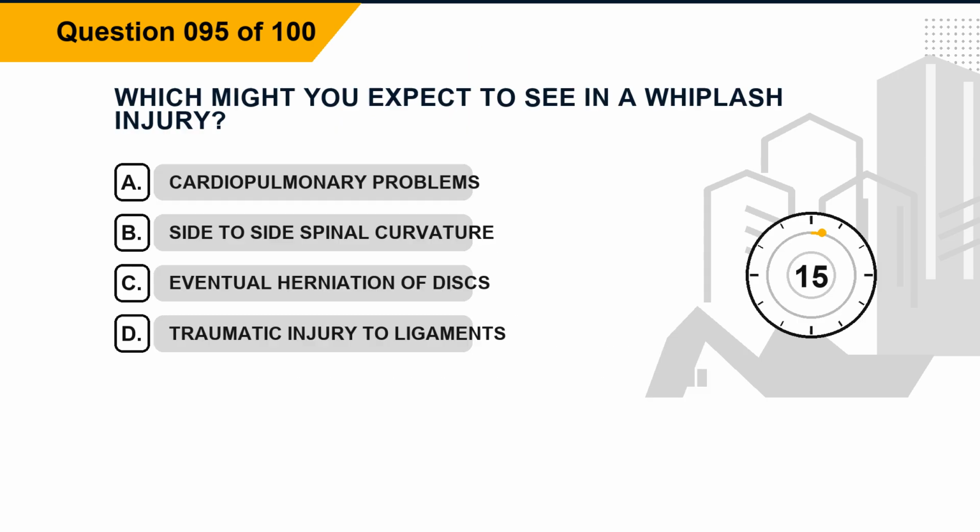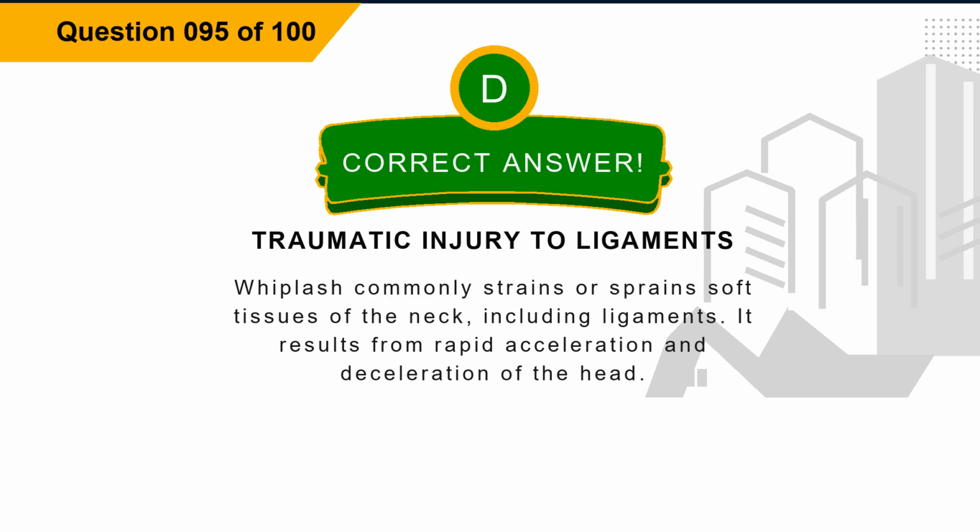Question 95. Which might you expect to see in a whiplash injury? Option A, cardiopulmonary problems. Option B, side-to-side spinal curvature. Option C, eventual herniation of discs. Option D, traumatic injury to ligaments. The correct answer is option D, traumatic injury to ligaments. Explanation. Whiplash commonly strains or sprains soft tissues of the neck, including ligaments. It results from rapid acceleration and deceleration of the head.